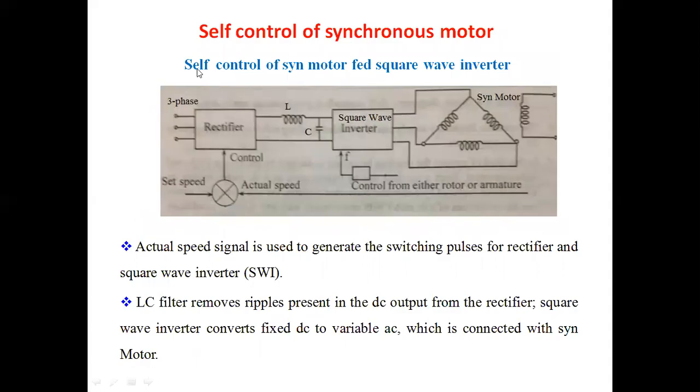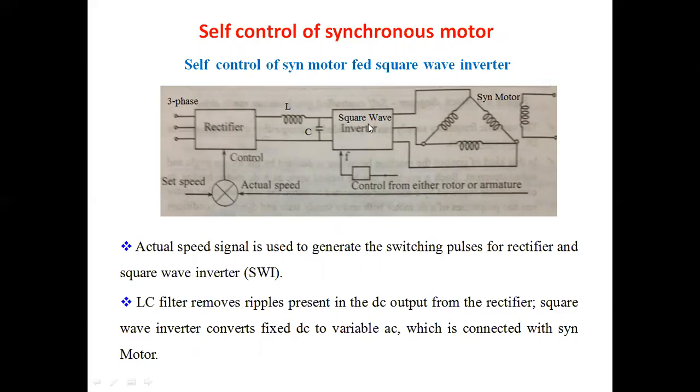Next one, the same one as the previous two, but discussed separately. Here is the self-control of a synchronous motor drive using a square wave inverter, the same circuit. Three-phase AC is given to the rectifier, which converts it into DC. The ripples are removed with the help of an LC filter.